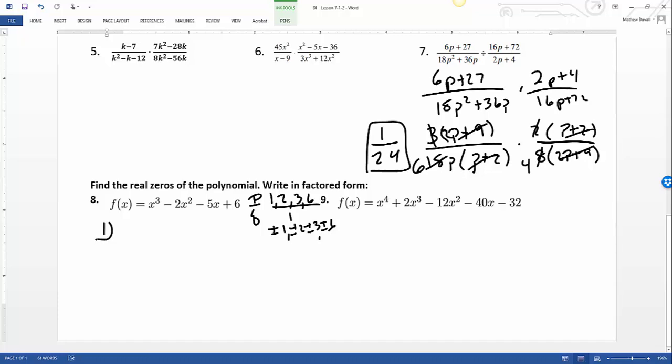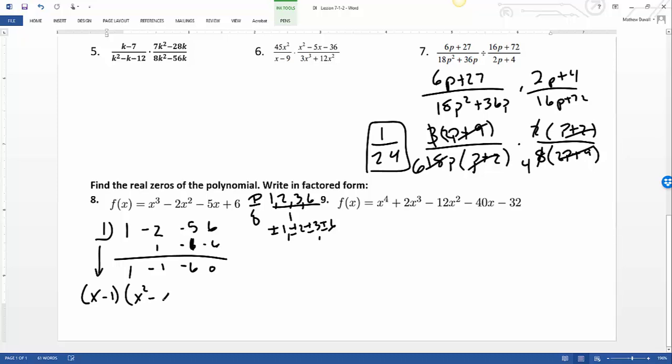So if I try positive 1, add straight down, multiply, add, multiply, add, multiply, add. So that works. I get x minus 1. That's from this. And then I'm left with x squared minus x minus 6. That will factor further into x minus 3 because a times c is negative 6. Factors of negative 6 add to negative 1. So there's my factored form, and my zeros are going to be 1, 3, and negative 2.